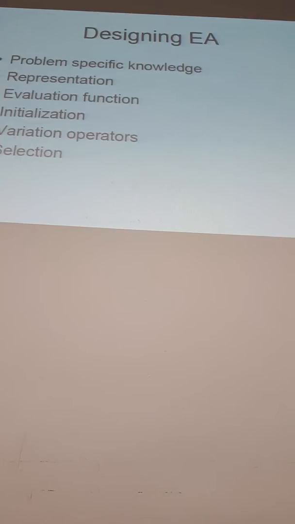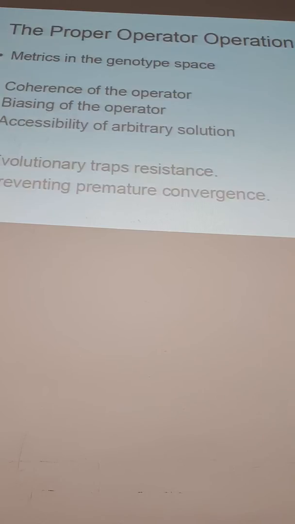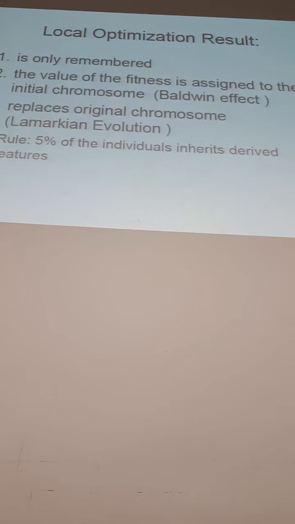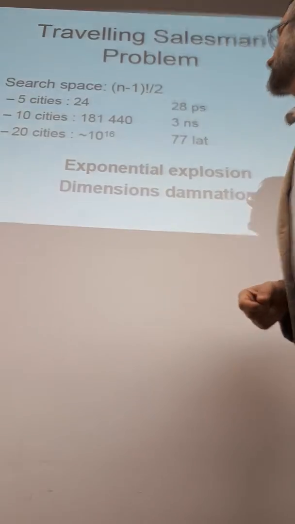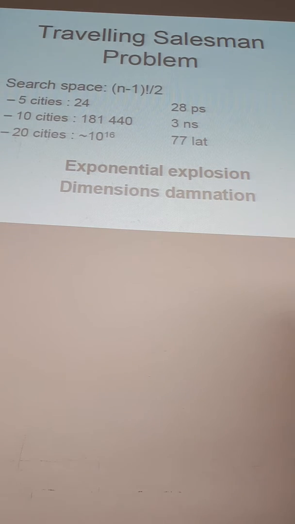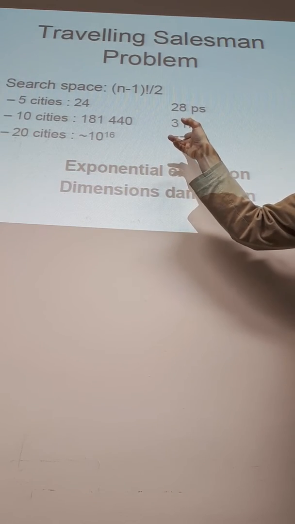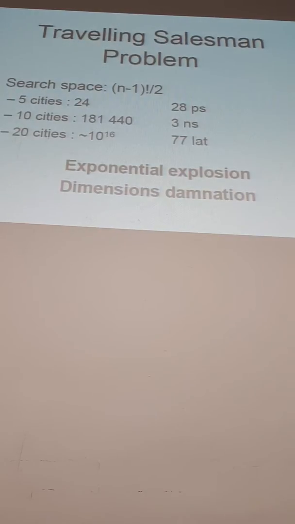If we have this, sorry, okay, I will have this slide later. So coming back to our traveling salesman problem, if we assume that for n cities we have n minus 1 factorial, sorry, a word is missing. We have so many solutions, so for 5 cities, we have 24 solutions, and for a poor computer, we need 28 picoseconds. For 20 cities on the same computer, we need 77 years to process all solutions.